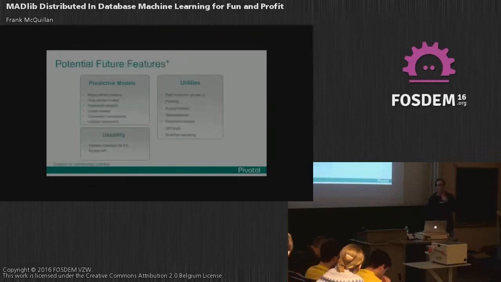And in the future, there are some potential areas that we're very interested in working on. A lot more in the area of utilities, a bunch more predictive models, including those listed here. And in terms of usability, we're thinking about a Python API as an example for a 2.0 release.